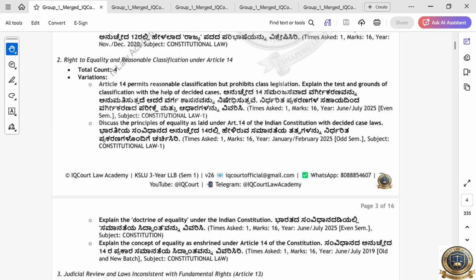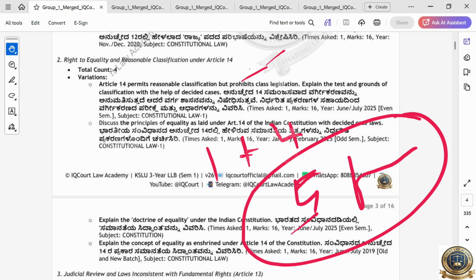That is Article 12. And Article 14. Article 14 means 1 plus 4, 5 fingers, right? You will treat all 5 fingers equally, right? You don't want to lose any finger, no? You want all of them. That is very simple. That is what we explained in the block material. In the block material, we have given the tricks. See, the right to equality and reasonable classification under Article 14.